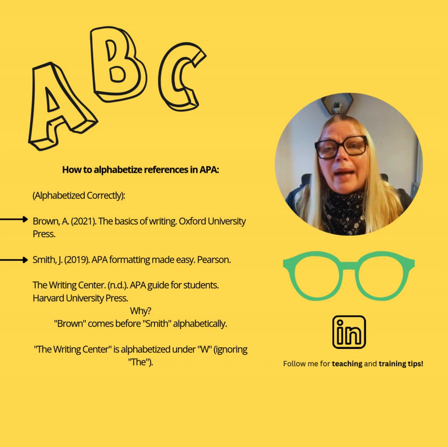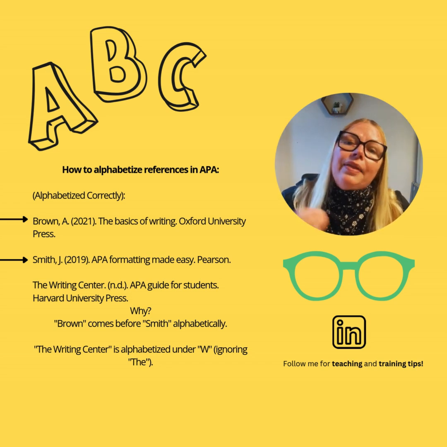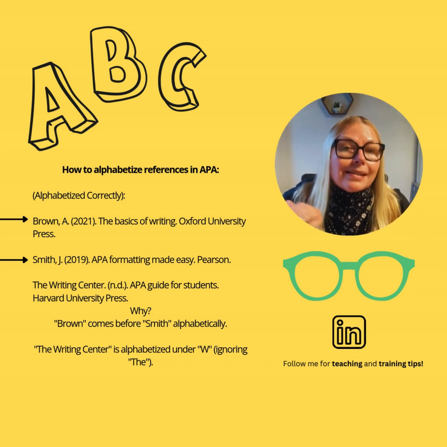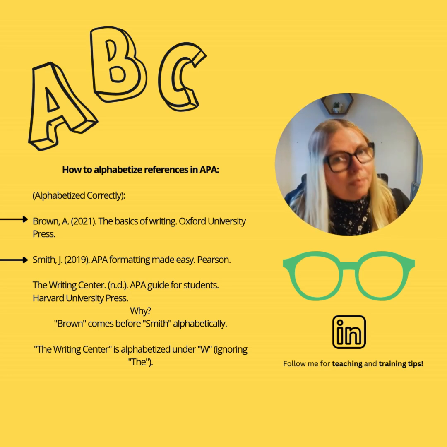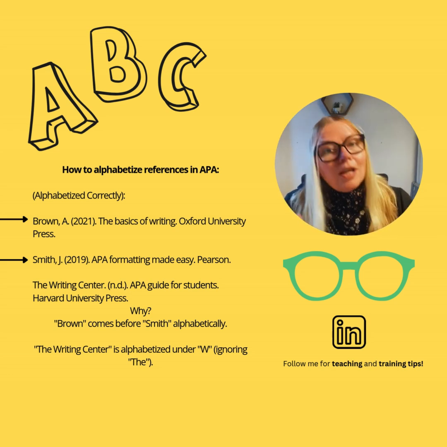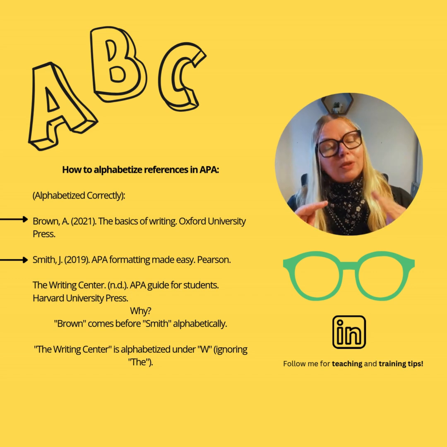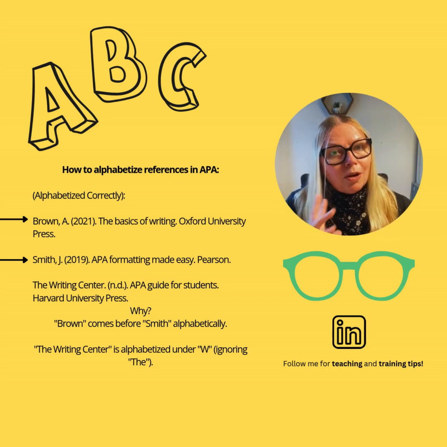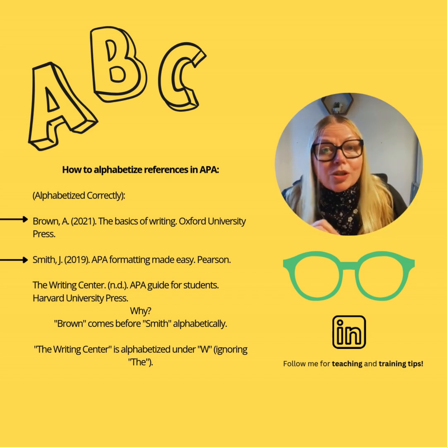So in this case, it's Brown, capital B, and then the next reference would be Smith. So Smith is the last name, and Smith starts with an S. So it's fairly simple, but if you get it wrong, it just looks like a mistake, but also it's something you just want to fix.